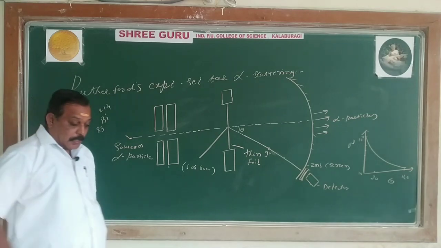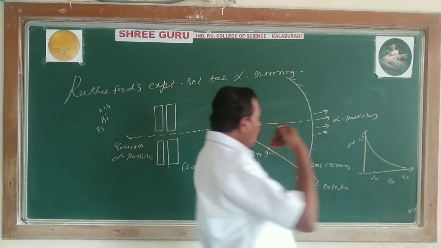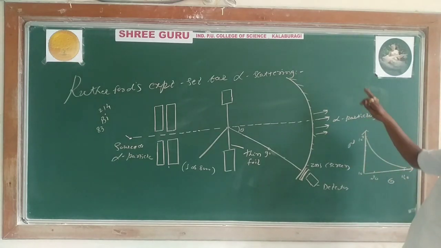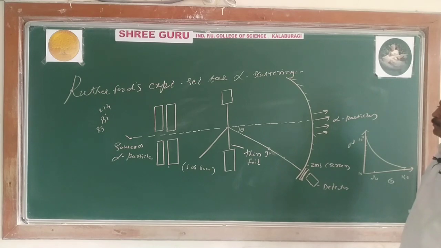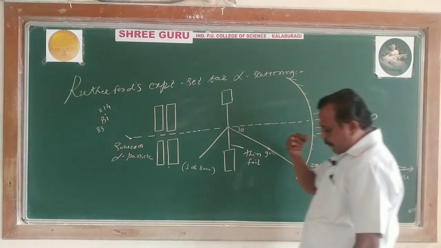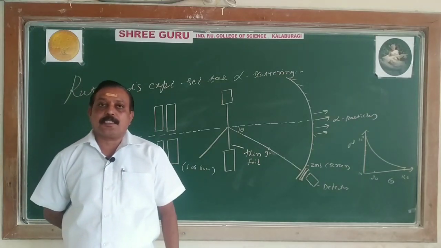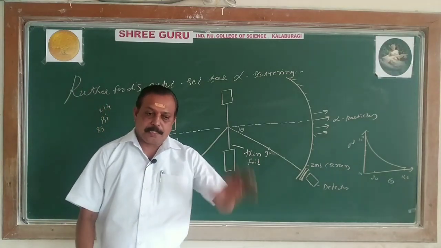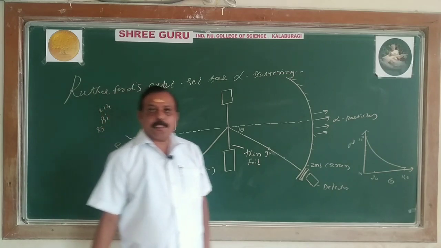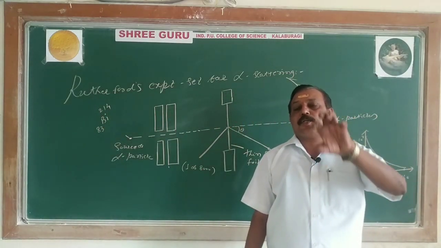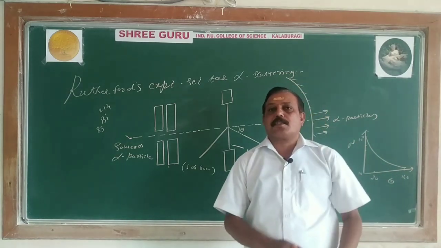Then, according to Rutherford, he explained successfully most things. The size of the atom is nothing but 10 to the power of minus 10 meter. That is spherical in shape. The maximum space is empty space. In that empty space, the entire mass and positive charge are concentrated. That is called the nucleus.